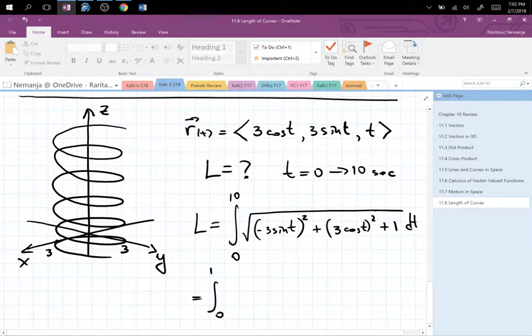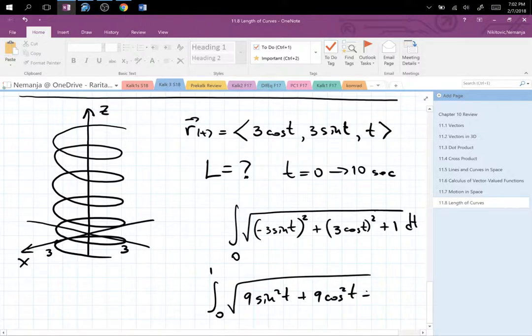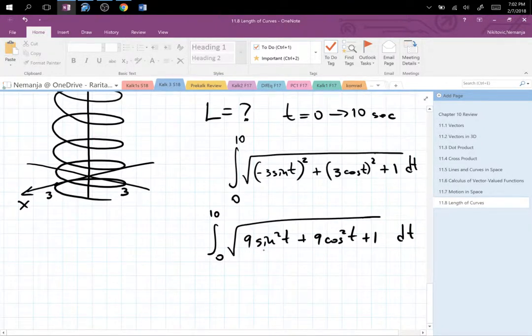This is the integral from 0 to 10 of the square root of 9 sine squared t plus 9 cosine squared t plus 1. And all together is 10, right? Because you factor out 9 from the first two, and you have sine squared plus cosine squared, which is 1. So what you get is that this is equal to the integral from 0 to 10 of the square root of 10 dt.